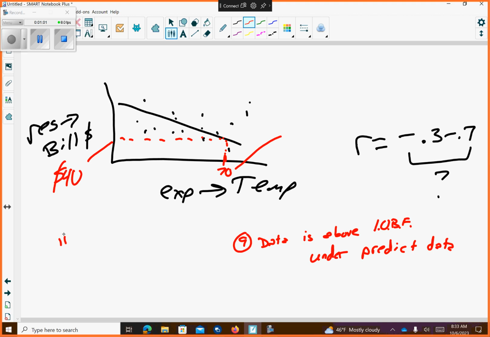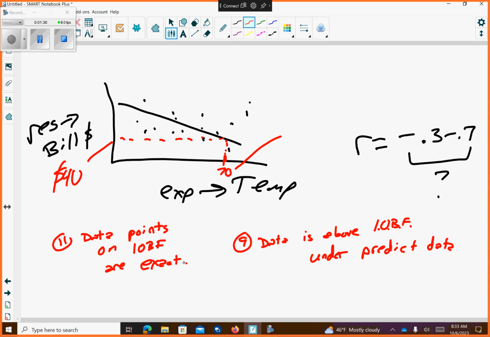So number 11, data points on the line of best fit are exact. There's not an under or an over representation. On page 142. 142. Oh, okay, that's where we go.